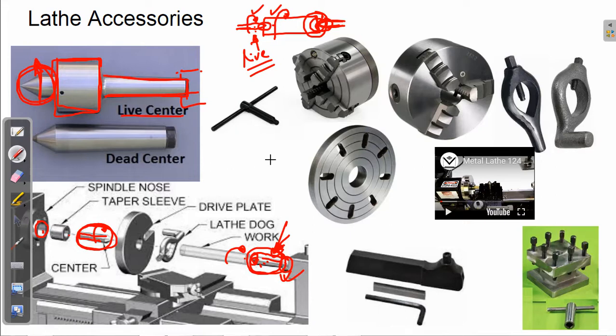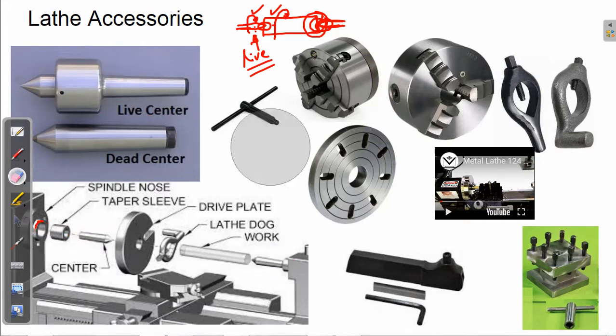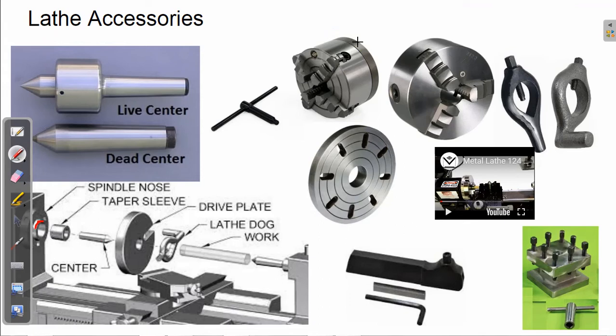Now coming to the other types of accessories that we see here, this is the chuck. Here you can see this is the four jaw chuck, because there are four different jaws which we can adjust to hold the job between these jaws. So the job can be held here, because in turning operation or any lathe operations, you can hold the job with the help of a chuck. So in place of lathe centers, we can use a chuck to hold the job. The chuck can be either three jaw or four jaw.